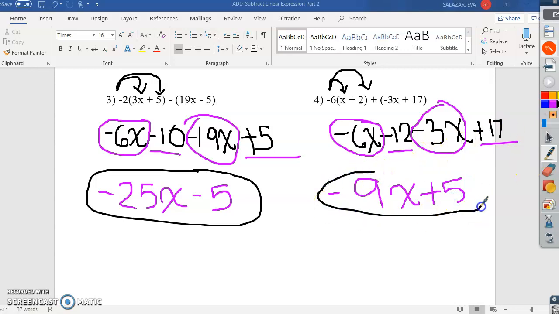So this was the second part of adding and subtracting linear expressions with distributive property. Have a great day.